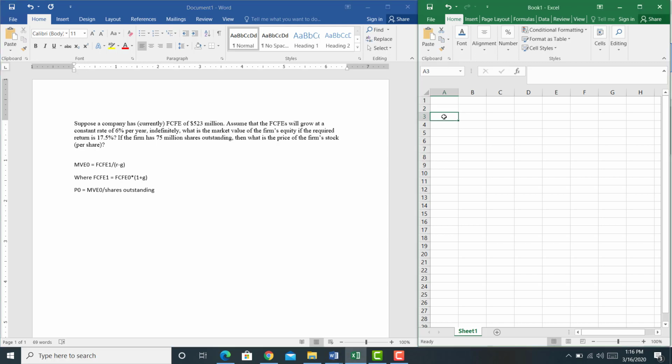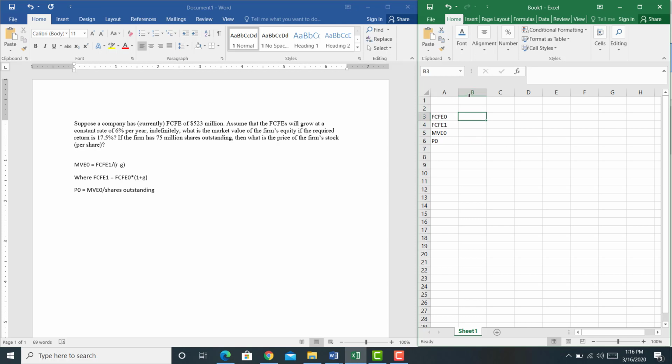So let's work this problem real quick. I've got free cash flow to equity holders in year 0. I need to get free cash flow to equity holders in year 1. I need to get the market value of equity in year 0, and I need to get the price of the stock in year 0.